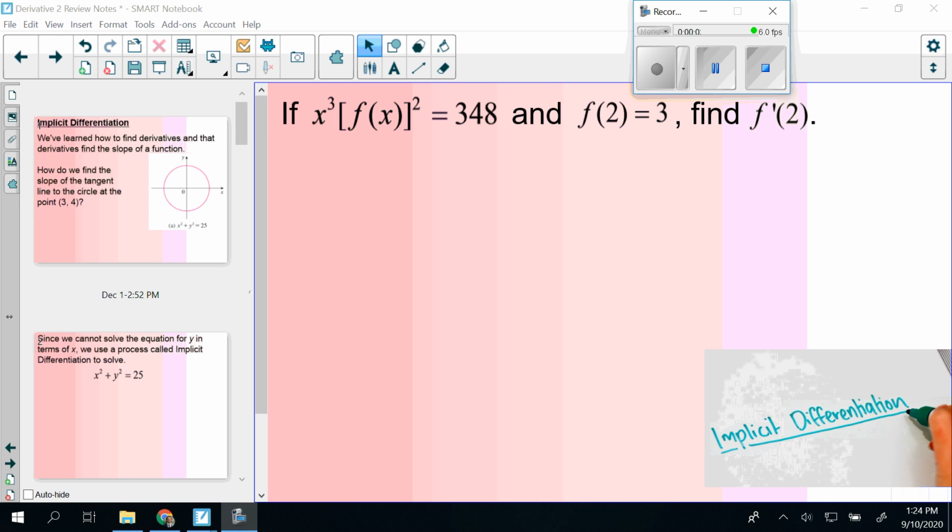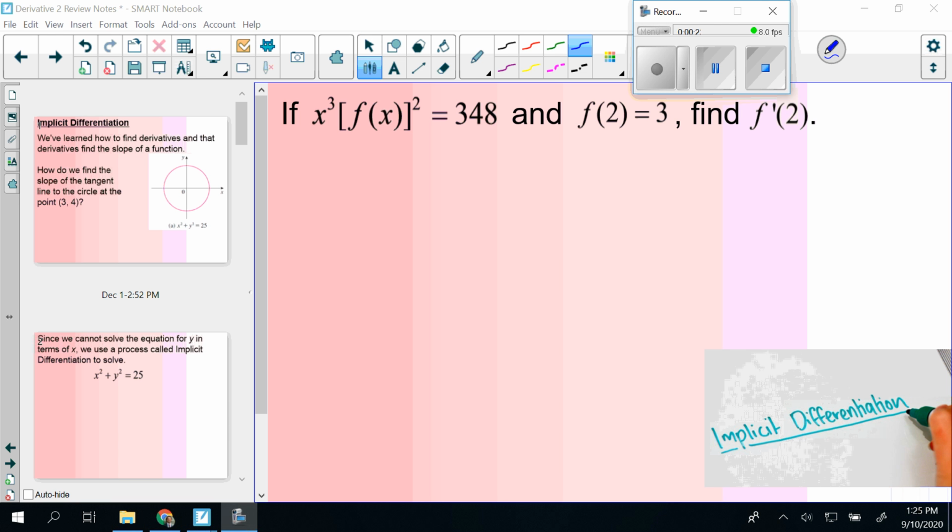Okay, this problem says if x to the third times f of x squared equals 348 and f of 2 equals 3, find the derivative at 2. Well, this looks different than maybe some of the problems we've done before, but it's actually just kind of the same problem that we've been looking at with implicit differentiation.